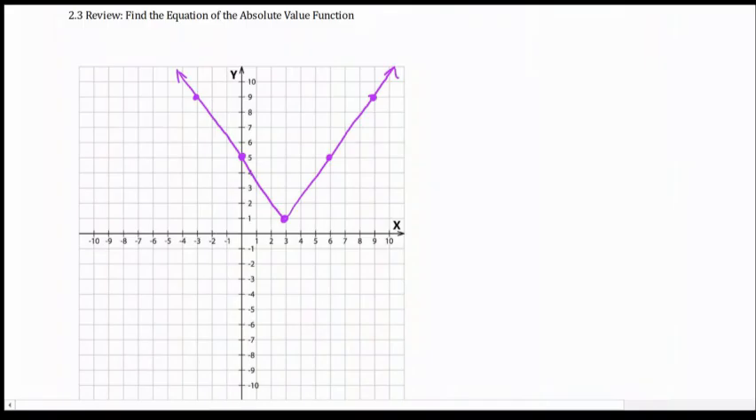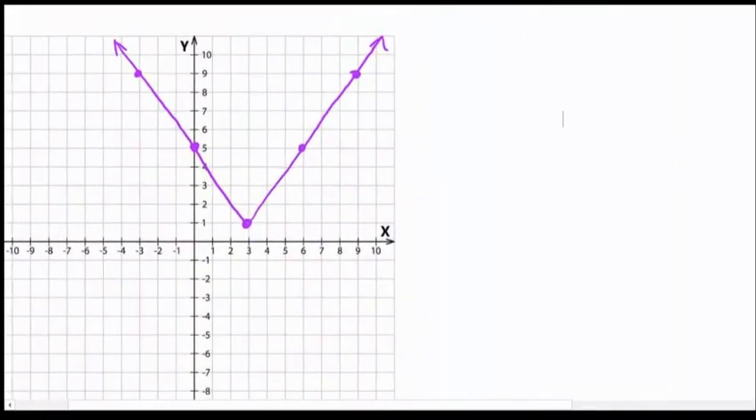So here we have a review problem asking us to find the equation of this absolute value function. Now, there's a couple ways to do this. I'll talk about both, but I'll show you the way that works best for us in the future as well, because this method works for any function, not just absolute value functions. But basically what I want to solve for here is what my h and k value is first.